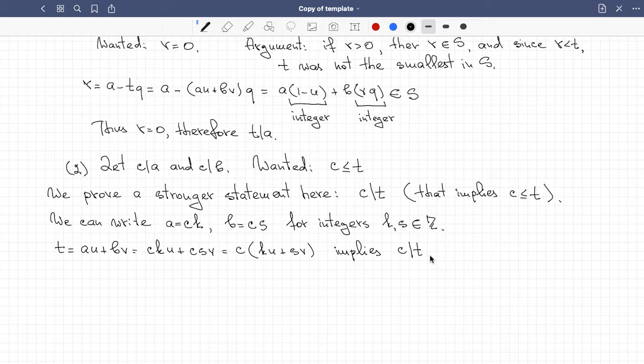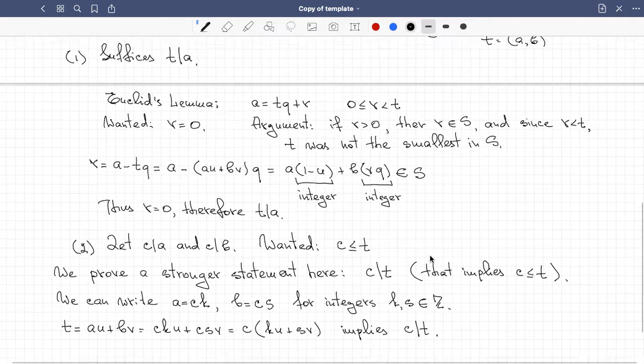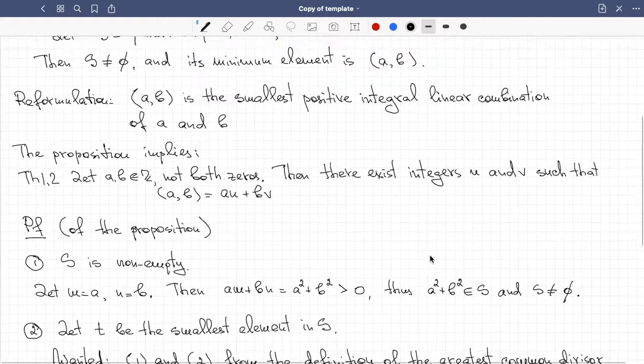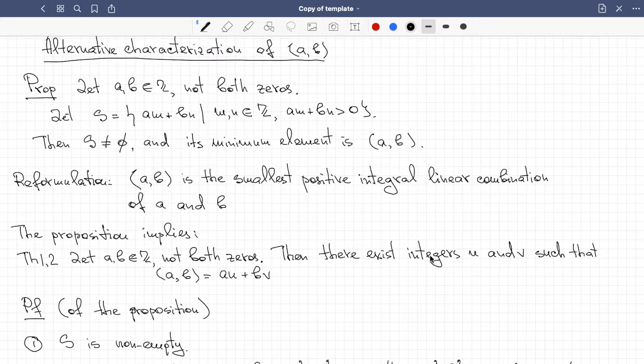In this way, our proposition is proved. It gives us an alternative characterization of the greatest common divisor of two integers, not both zeros, as the smallest positive integral linear combination of these integers. Automatically, as I said in the previous video, that implies theorem 1.2.